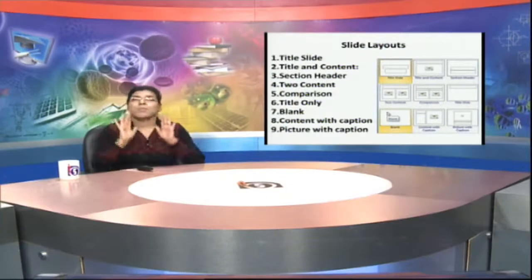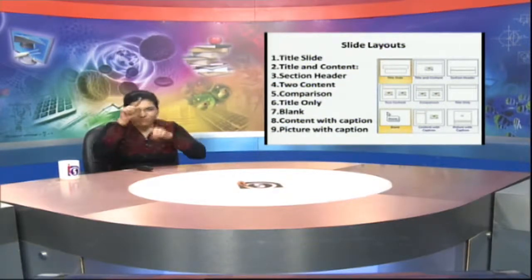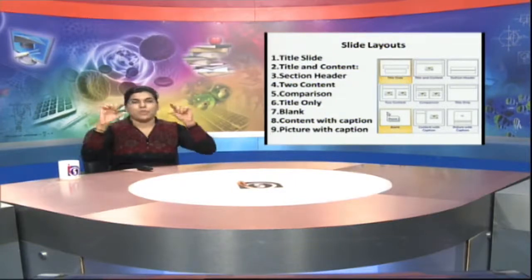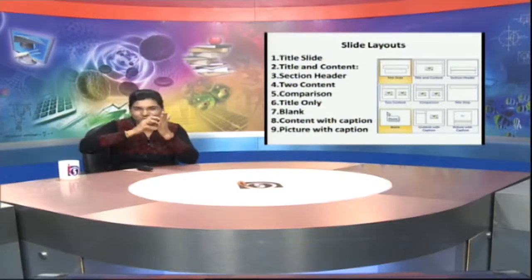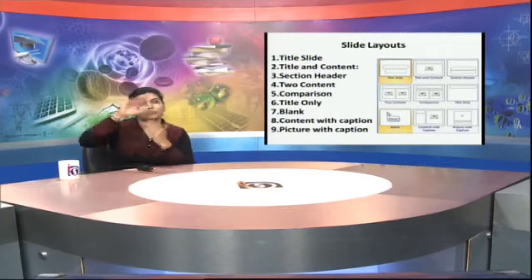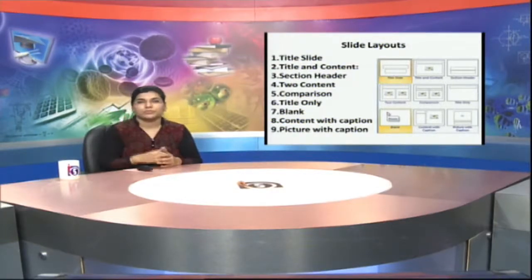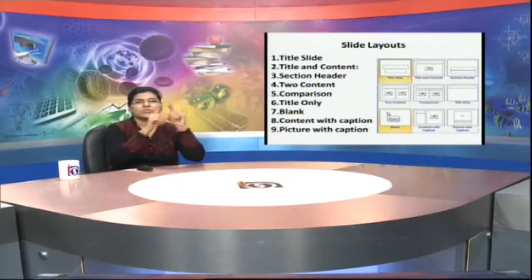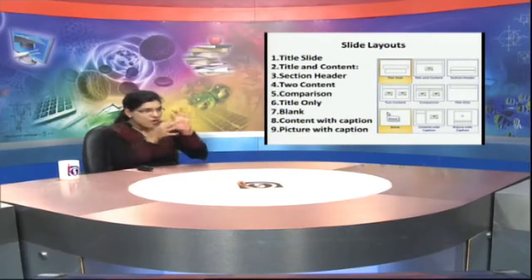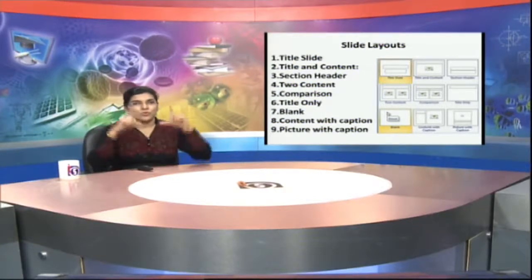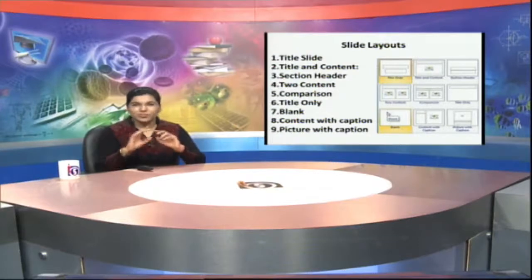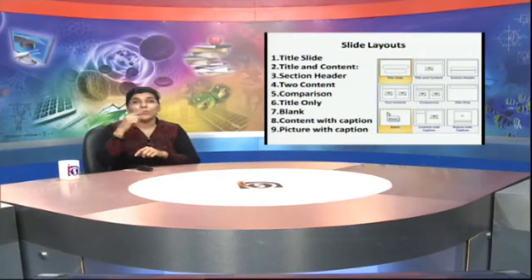Sixth is title only, where there is only a title and nothing else. Seventh is blank, where there is nothing. It's just plain white. Eighth is content with caption, where you can put content and with it you can put captions. Ninth is picture with caption, where you can put the picture and you can write the captions together.